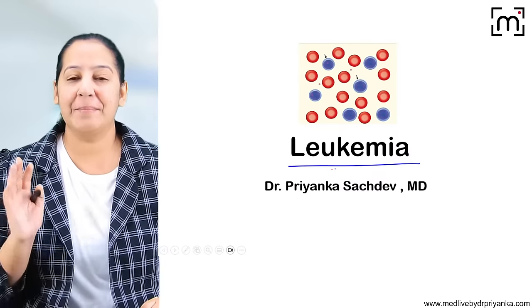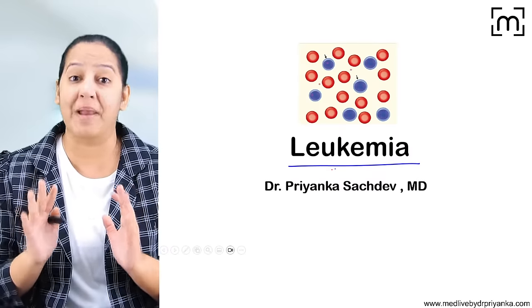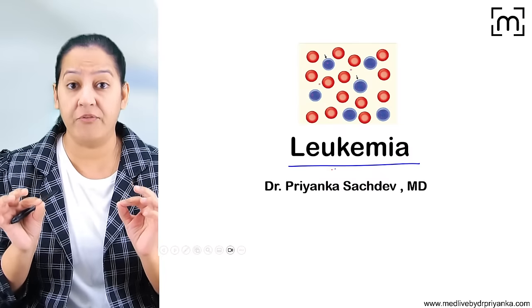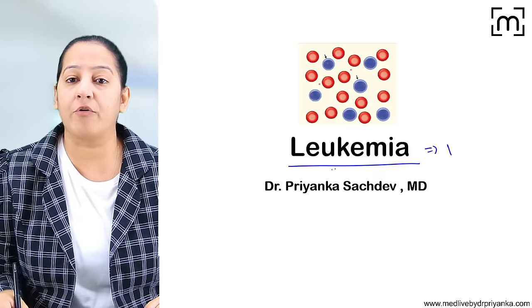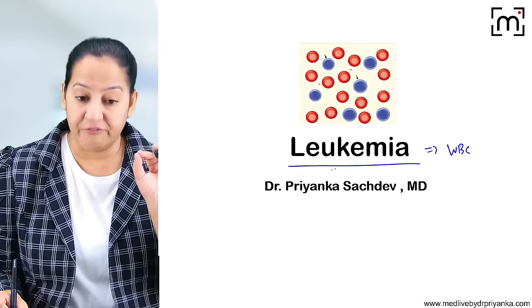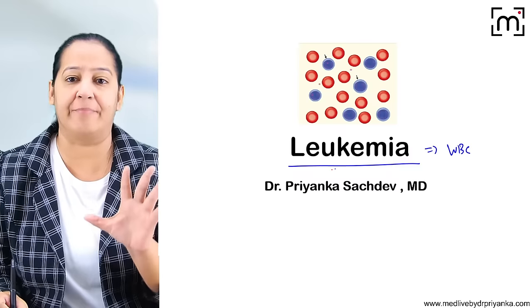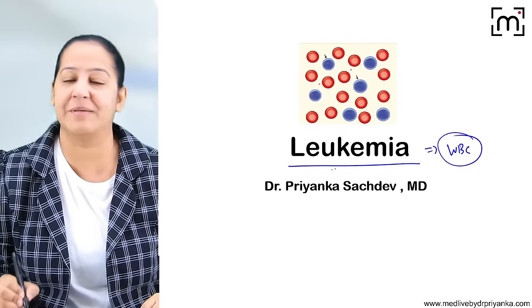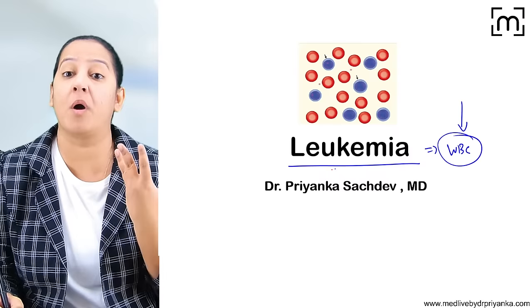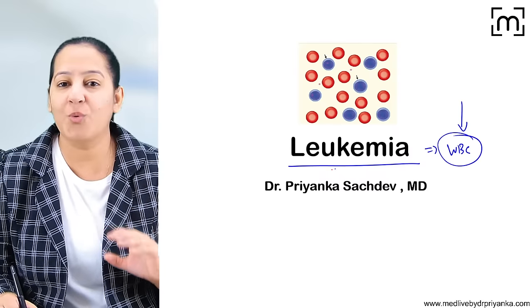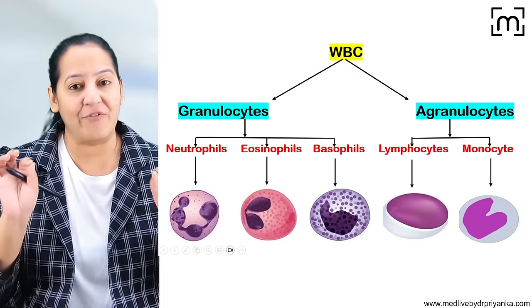Leukemia is basically, everyone knows, a blood cancer. It is a disorder of blood, basically a disorder of WBC. So if you want to understand every depth in leukemia, you must understand WBCs first. If you don't understand how the WBC is formed in the bone marrow and what the precursors of WBC are, you can't understand leukemia. So let me start from the basics.